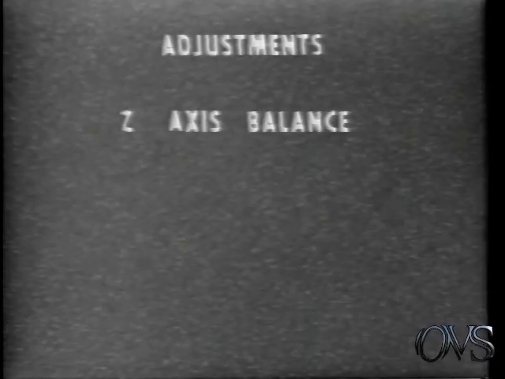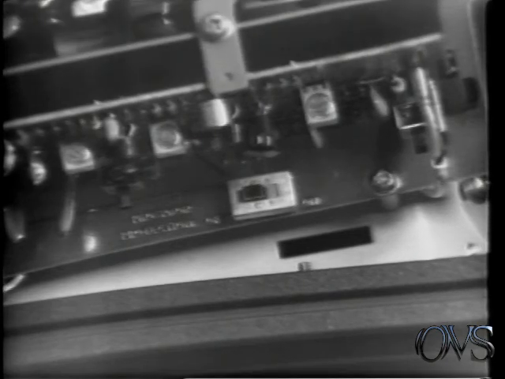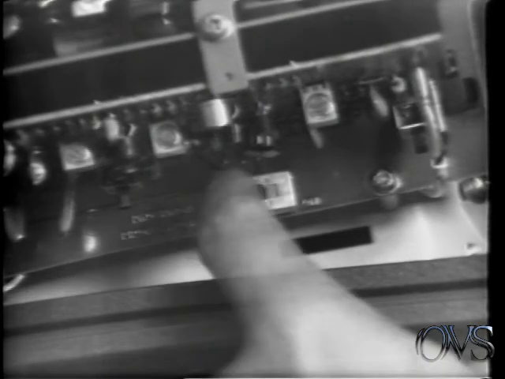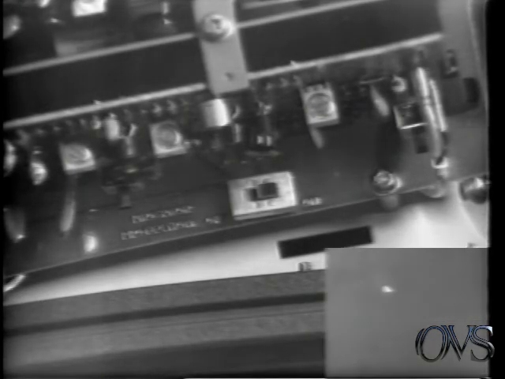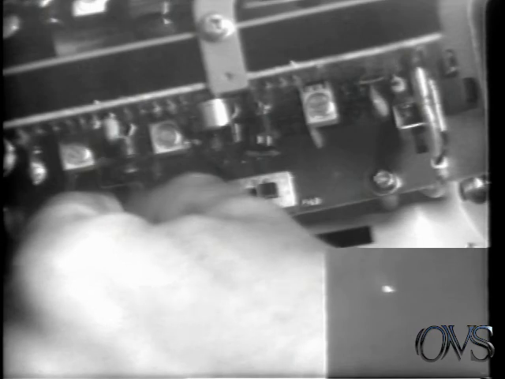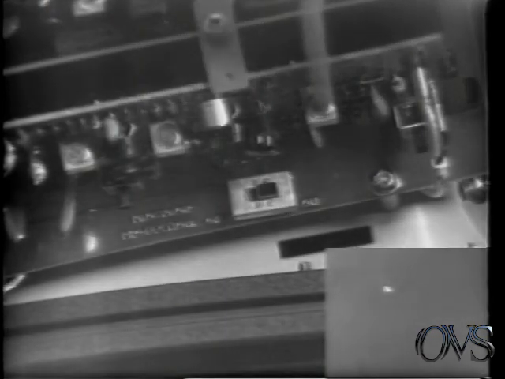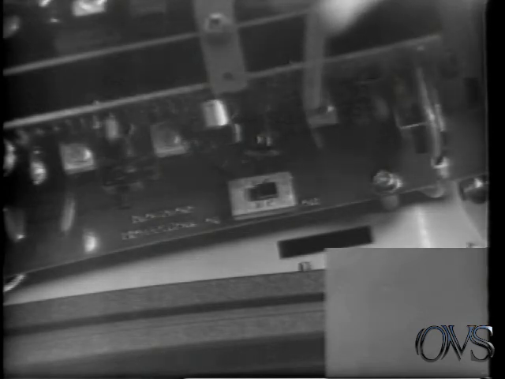Our first adjustment is Z-axis balance. Check to see that the phosphor protection switch is set to on. Now, with no X, Y, or Z-axis signals applied, adjust the intensity control until a dim spot is observed. Next, switch the Z-axis polarity switch between plus and minus while adjusting the Z balance pot for no change in spot intensity between positions.